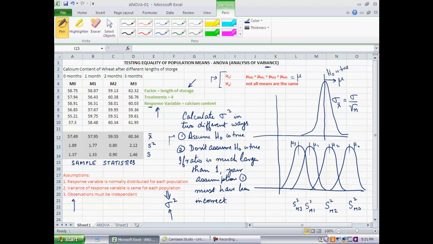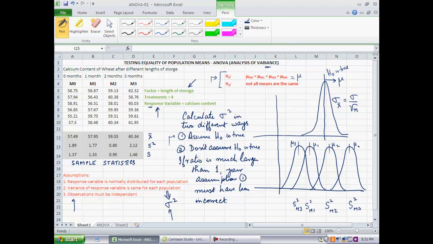Now here's the logic. If H0 is true, if the null is true, then whether I compute the population variance sigma squared by the first method or the second method, I should get fairly similar results. The ratio should be close to 1. But if H0 is false, then that ratio would be much bigger than 1. Let's see why that would be the case.